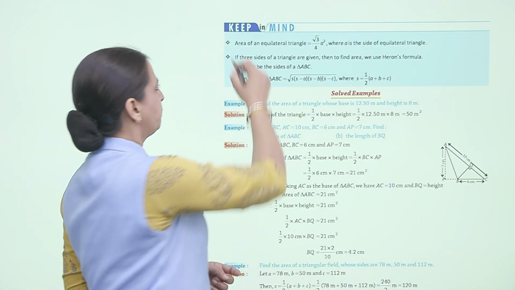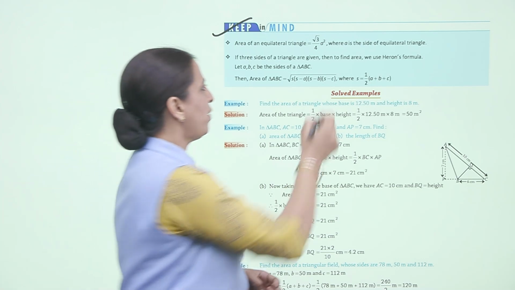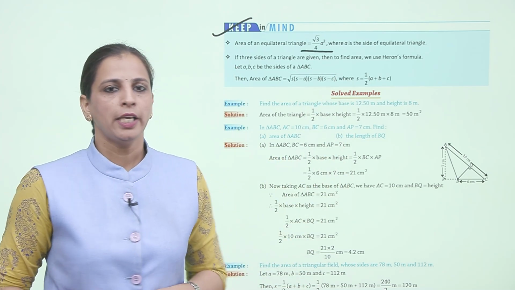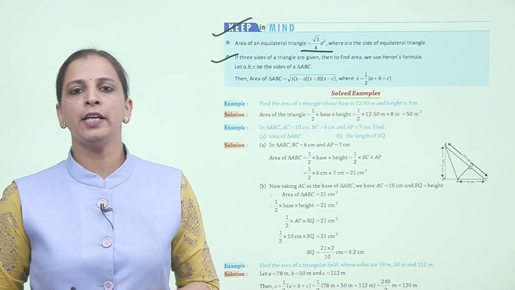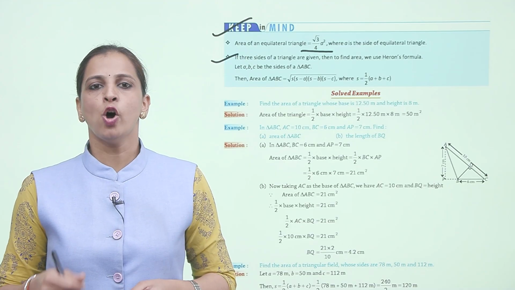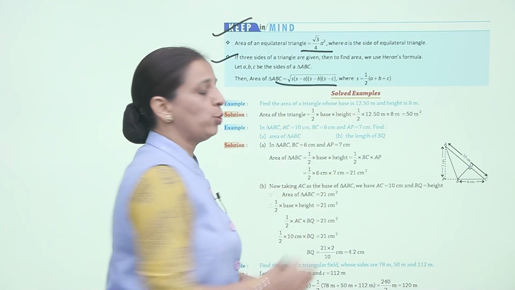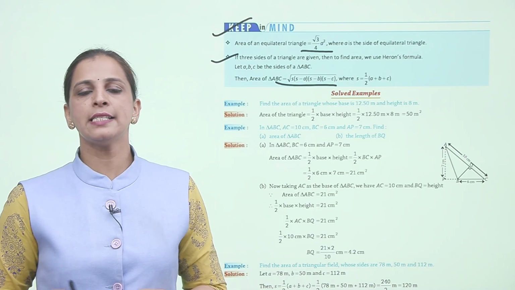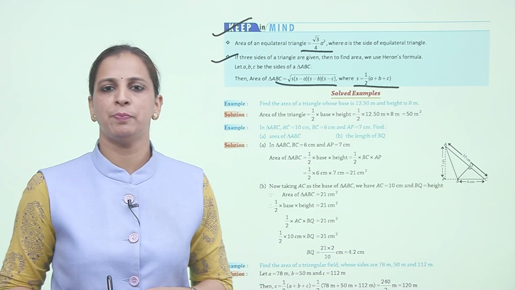Keep in mind, area of an equilateral triangle is root 3 by 4 A square, where A is the side of the equilateral triangle. If three sides of a triangle are given, then to find the area we use Heron's formula. Let A, B, C be the sides of a triangle ABC. Then area of triangle ABC is root of S into S minus A, S minus B, S minus C, where S is equals to 1 upon 2, half of the perimeter, that is A plus B plus C.